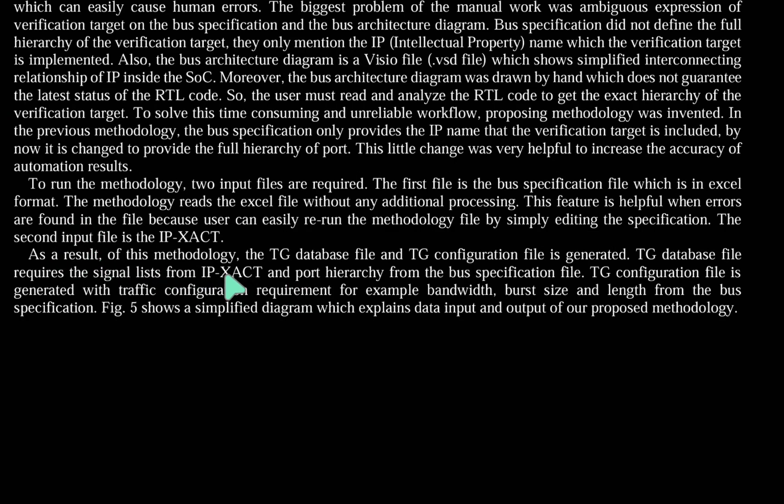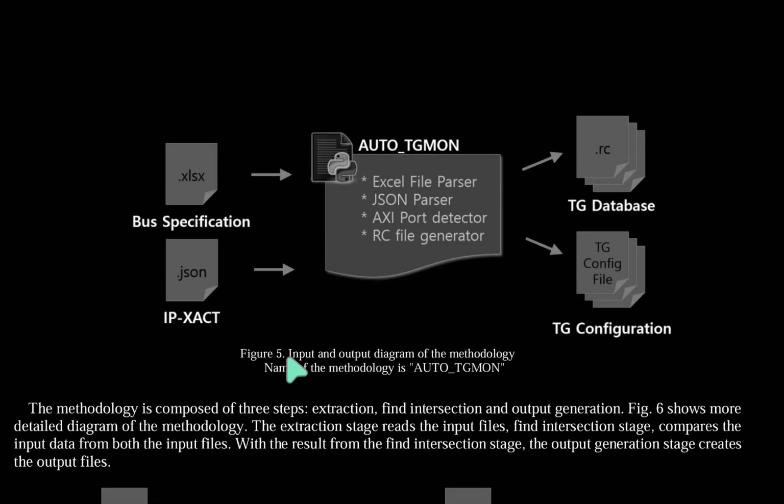As a result of this methodology, the TG database file and the TG configuration file are generated. The TG database file requires a signal list from the IP-XACT and the port hierarchy from the bus specification file. The TG configuration file is generated from the traffic configuration requirements, for example bandwidth, burst size, and length, from the bus specification. Figure 5 shows a simplified diagram which explains the data input and output of our proposed methodology. Figure 5 is the input and output diagram of the methodology.